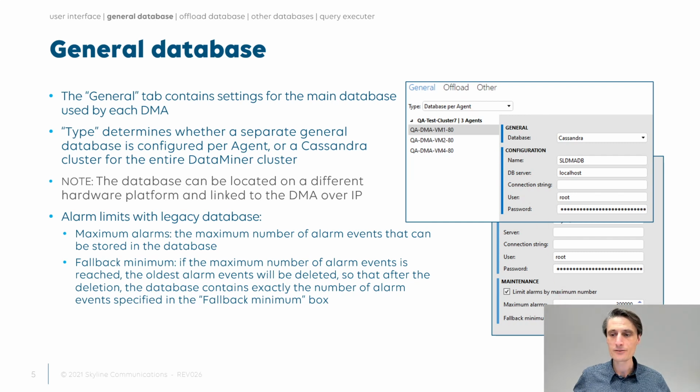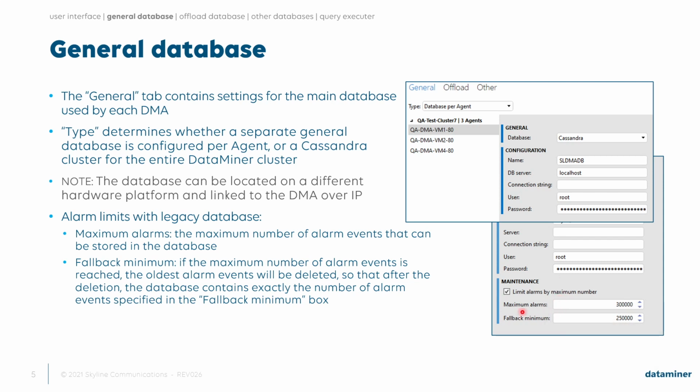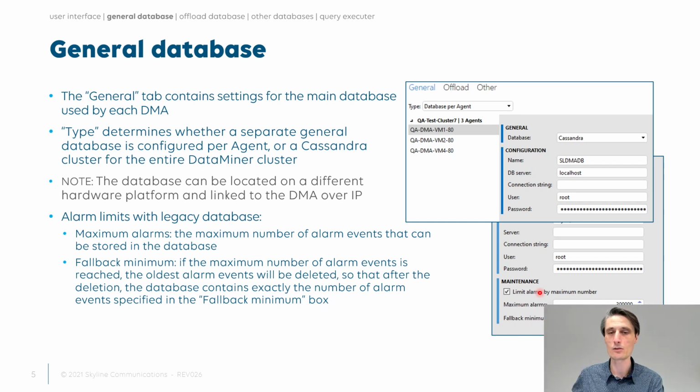If you would still have the MySQL or the SQL Server, you would see also a limitation that you can activate, so that if you are reaching, for instance, 300,000 alarms, it would immediately do some cleanup to 250,000 alarms. This maintenance is only available for MySQL or SQL Server. For Cassandra, it works with time to live.